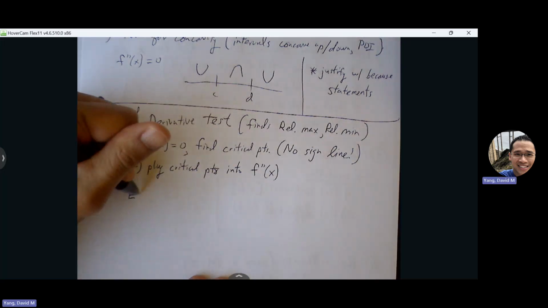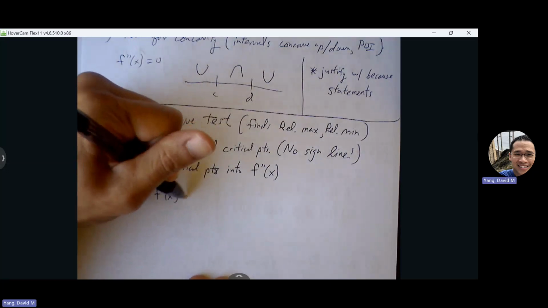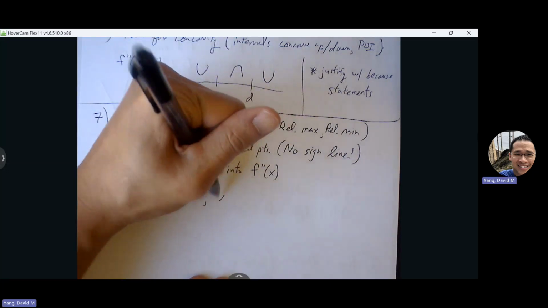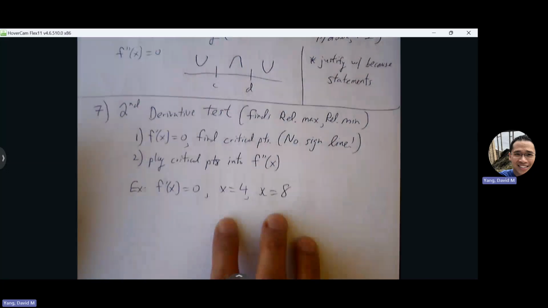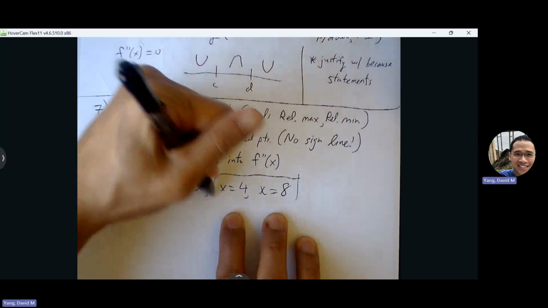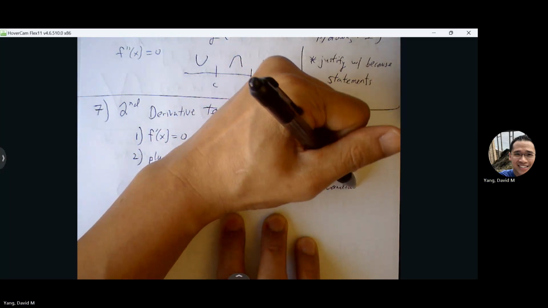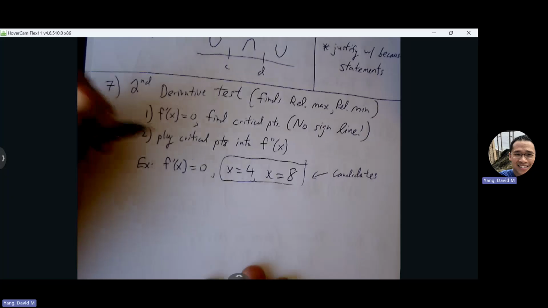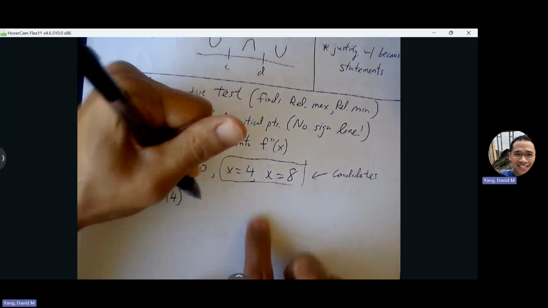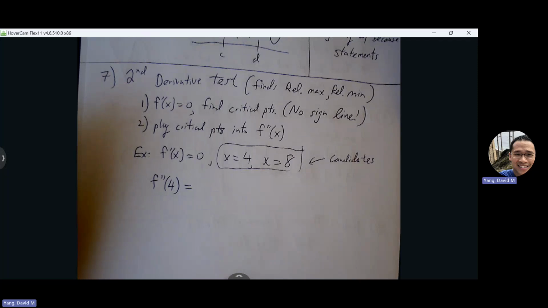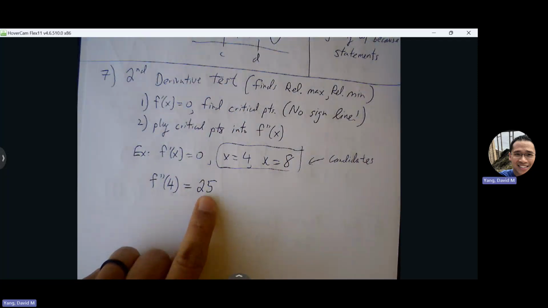So here's an example. Let's say you set f prime equal to 0, and you found your critical points to be x equals 4 and x equals 8. Right? You know these are the candidates you're testing. You find f double prime, and you're plugging these values in and looking at the data. So the second derivative of 4, let's say it gives you 25. That number is not important.